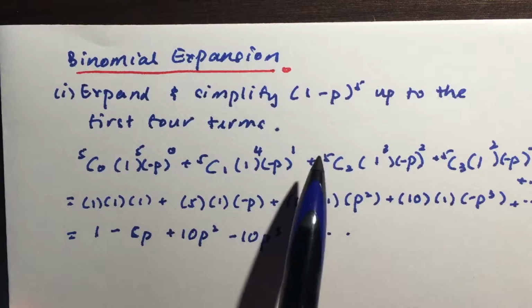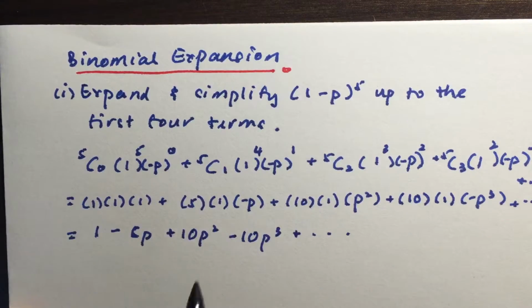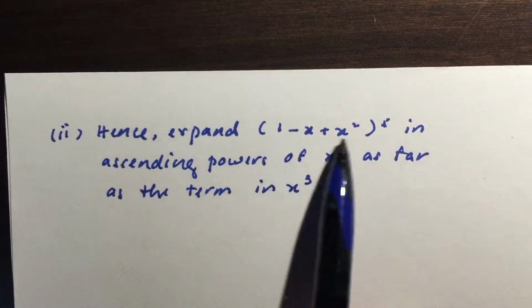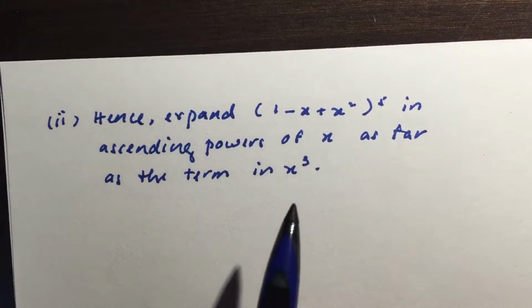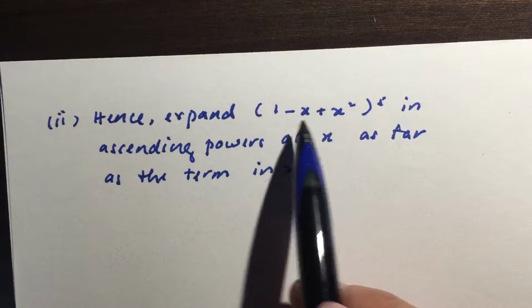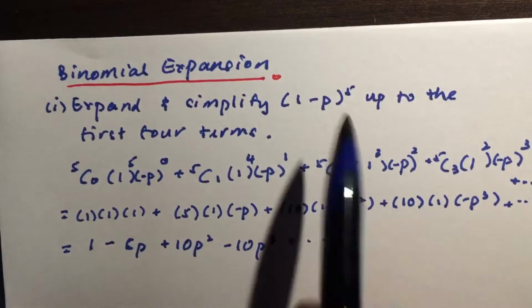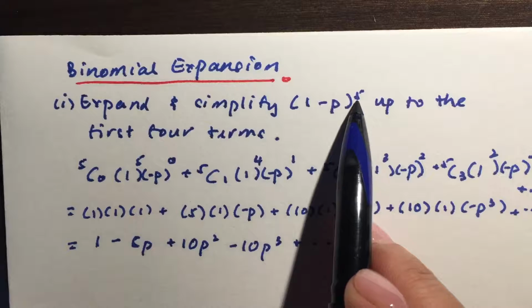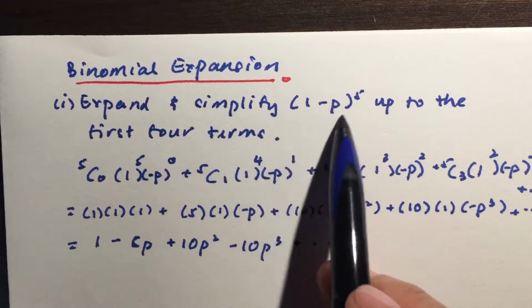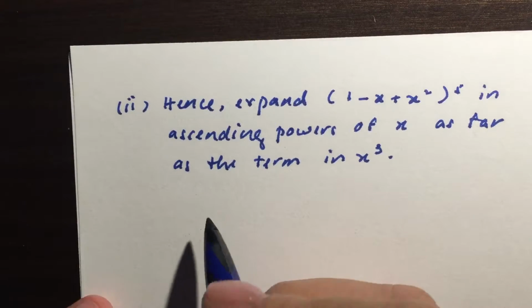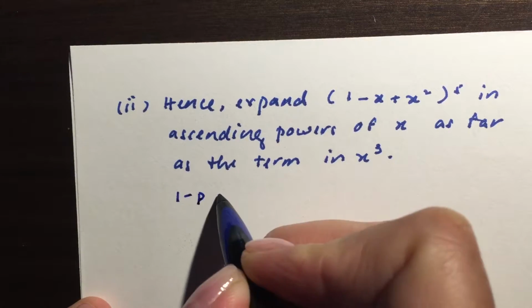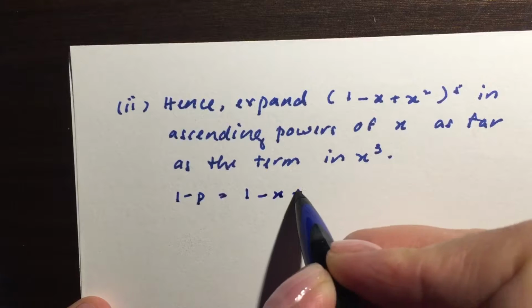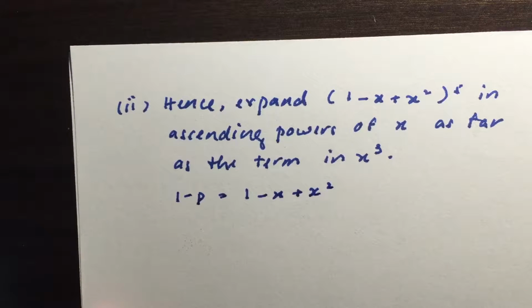So this is a continuation in the sense that they want you to use the result of this to expand this. What we will have to look at is we have this one with the power 5, and the original question also is this to the power 5. So in other words, the exponent is the same, which is power 5. So we can equate whatever is within the bracket to each other. So we have 1 minus p must be the same as 1 minus x plus x squared.